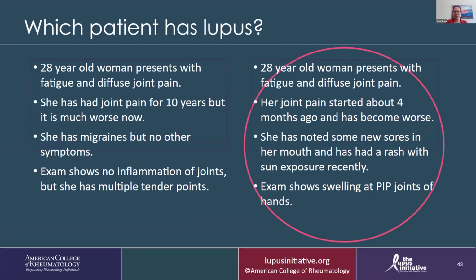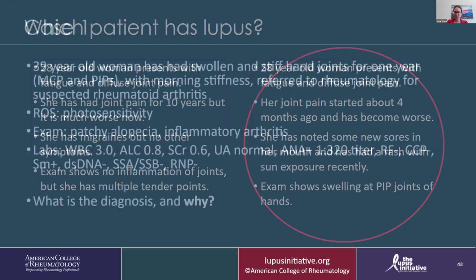Now let's look at the two cases and make distinguishing points. The case on my left doesn't have any distinguishing signs or symptoms. Lots of non-specific symptomatology, where the patient on the right has distinct symptomatology with vague symptoms, right? She has sores in her mouth, a rash when she goes into the sun, and swelling on her PIPs. That's sort of what differentiates the two.